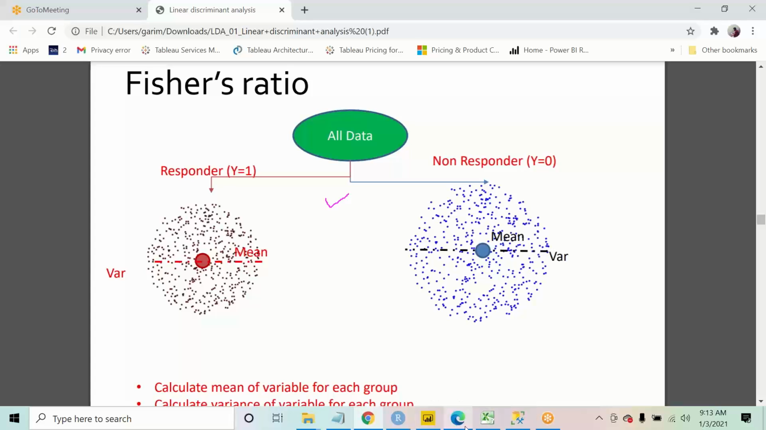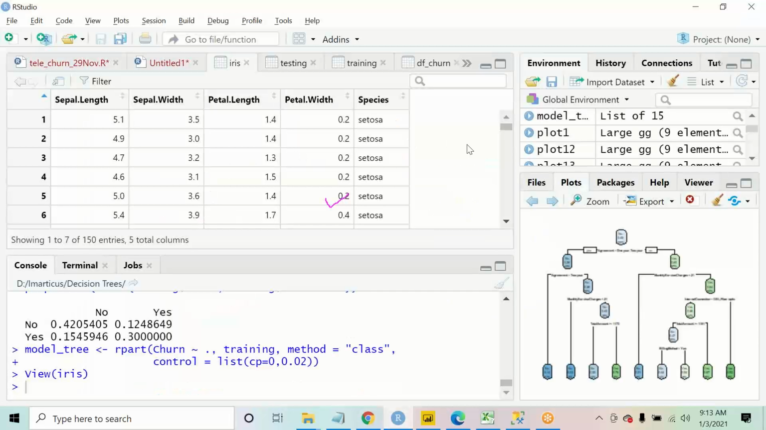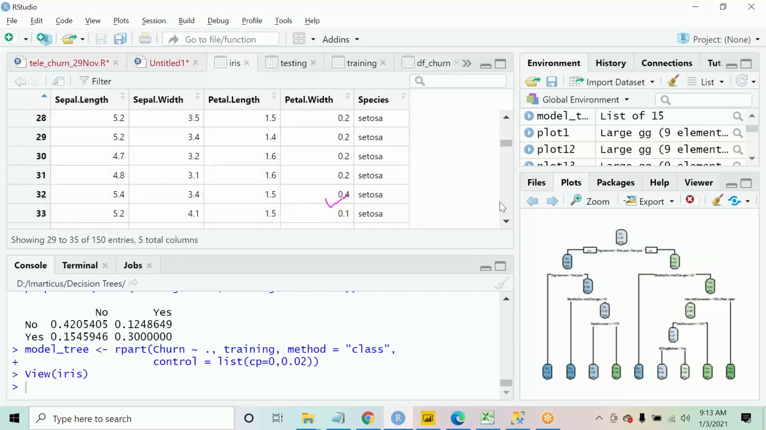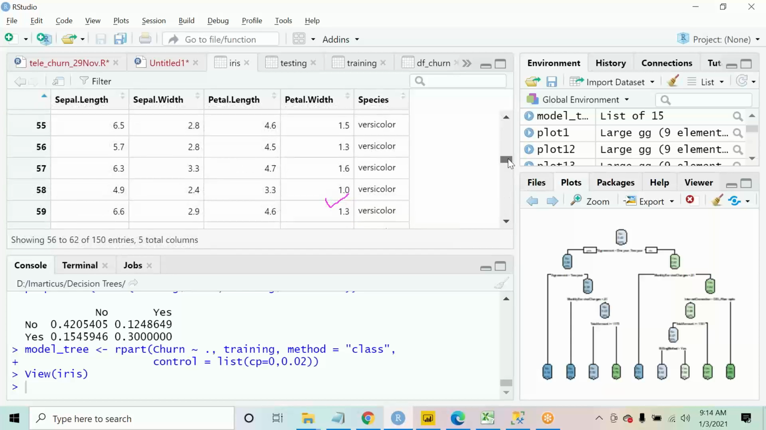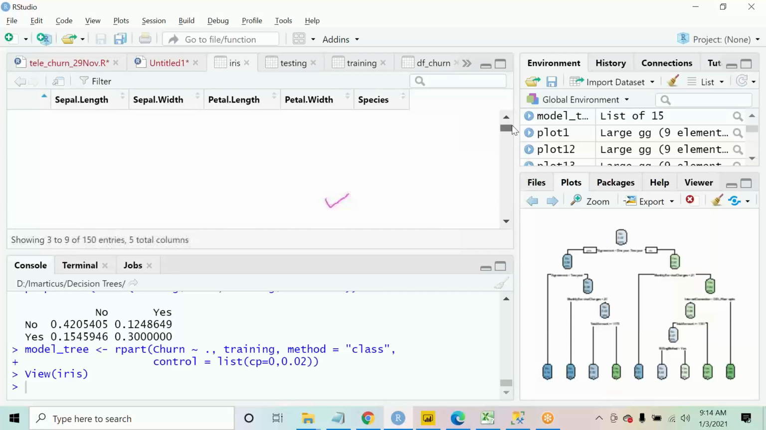For example, let me come back to this. If you have this iris data set, what is the predictor variable? The predictor variable is species. I want to predict whether a plant will be setosa or virginica, or there was one more, versicolor. So which type of plant will it be?